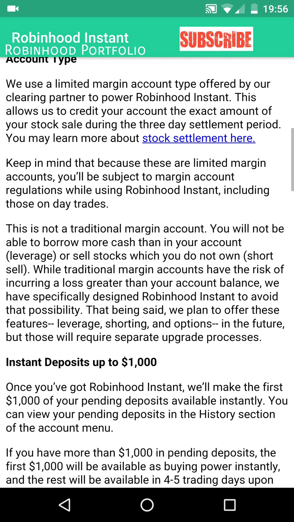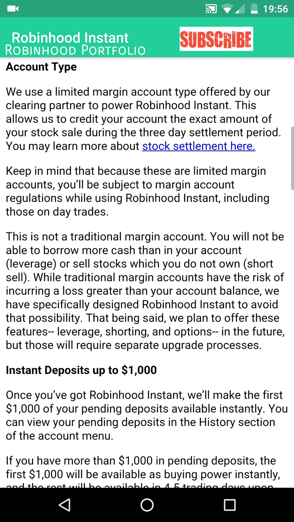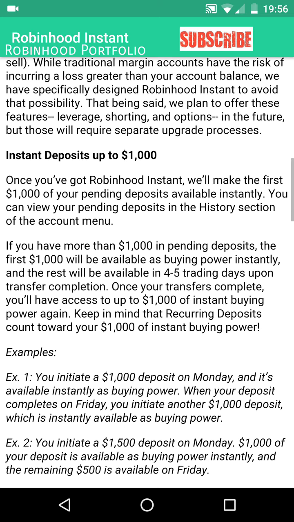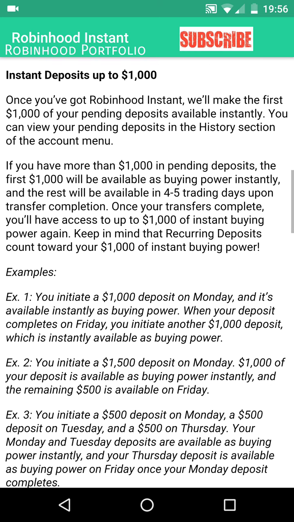And you can see here again, it's a limited margins account for Robinhood Instant. Again, the 2 big advantages are that you get instant deposits up to $1,000, as you can see there, as well as being able to immediately trade on any funds that are sold. And there's no limit to $1,000. So if I bought and sold, for example, $15,000 worth of Ford, I would have immediate access to that $15,000 again to buy and sell again. So I could essentially do 3 day trades in 1 day.